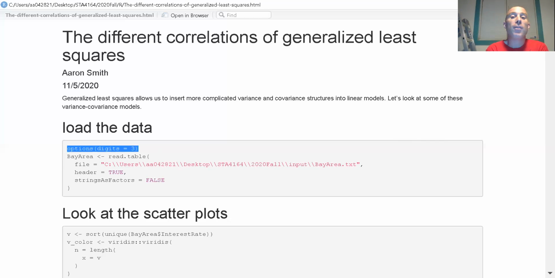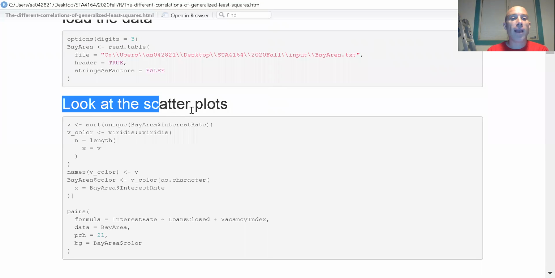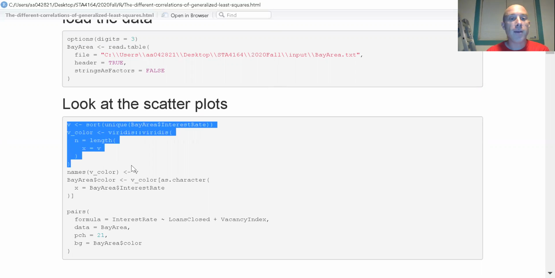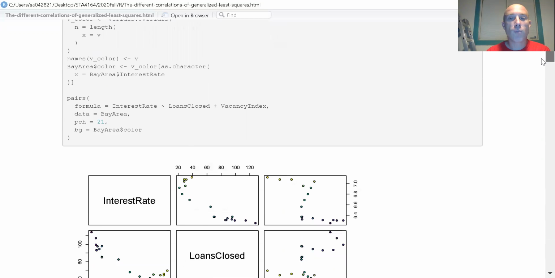So let's start looking at the different forms of correlation that we could have between our residuals and proceed from there. Let's go ahead and look at the scatter plots. As always, I like to color my points by an important variable, and I'm coloring them by the target variable. For us, the target variable is the interest rate. We're just doing the scatter plot matrix, pretty standard.